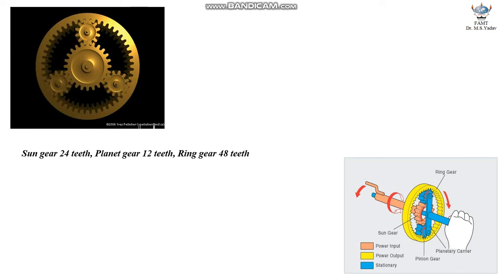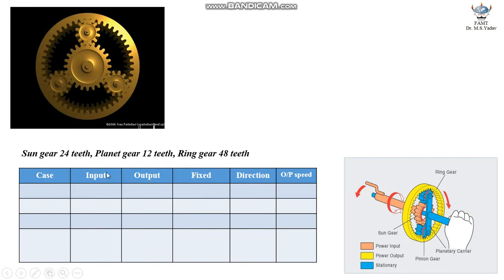In the first case, carrier will be fixed. In the second case, sun gear will be fixed. In the third case, ring gear will be fixed. And in the fourth case, any two members of this gear train will be fixed simultaneously. The discussion will be on input gear, output gear, fixed gear, direction of motion and change in the output speed.